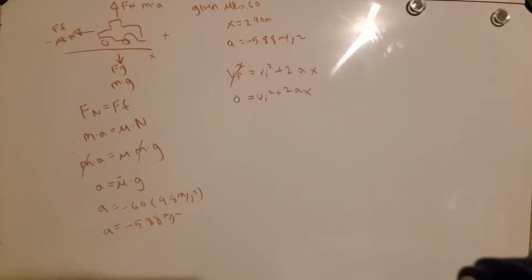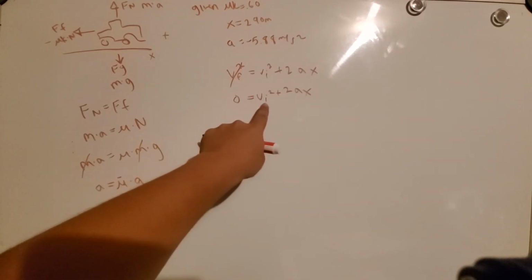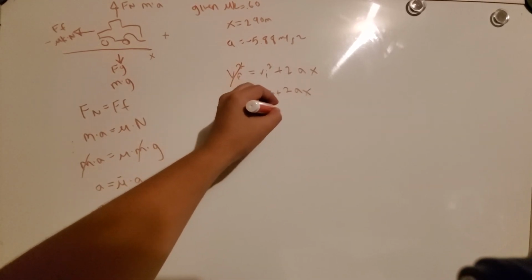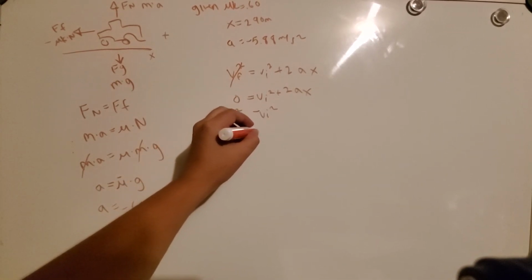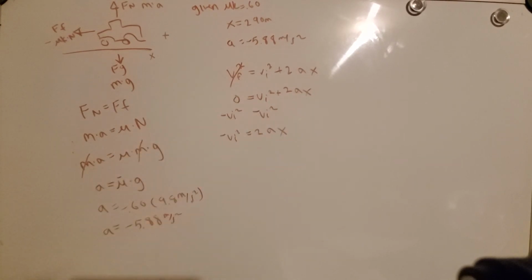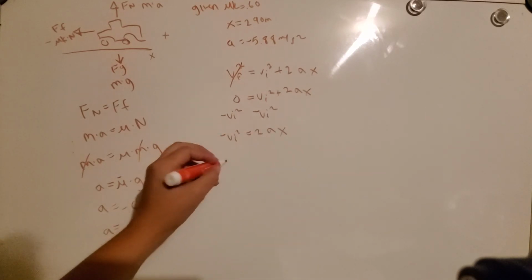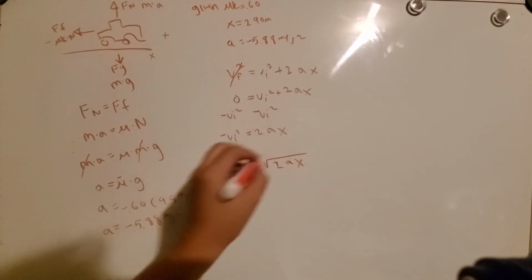It says how fast was the car going. This indicates past tense, or what was the initial velocity before the wheels became locked. So we're going to find the initial velocity. I will do that by subtracting the initial velocity squared from both sides. And we're left with negative initial velocity squared is equal to 2 times acceleration times distance. And to get rid of the square, I will take the square root of the other side. So negative initial velocity is equal to the square root of 2 times acceleration times distance.